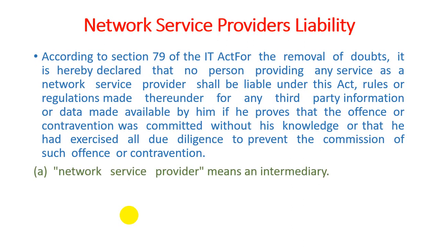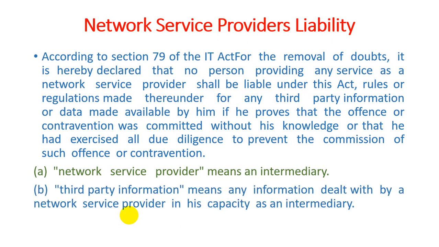First, a network service provider means an intermediary, meaning those who provide us internet services. If they work as an intermediary, then we can't blame the people who provide those services. Third party information means any information dealt with by a network service provider in its capacity as an intermediary. In the same way, if we communicate with another person with the help of the internet, the NSP does not take any permission for such communications, nor does it get our information without our permission. So we can't blame the NSP as an intermediary if we communicate with another party.